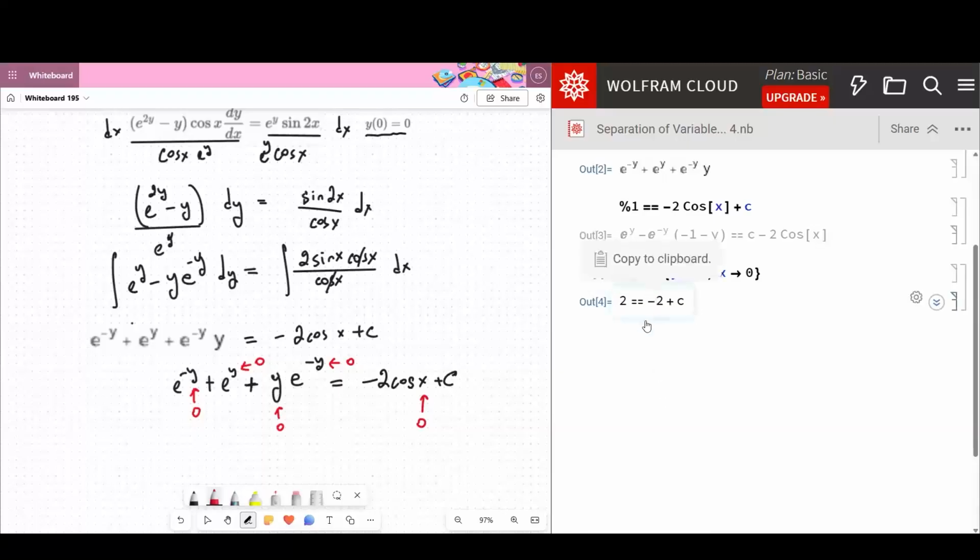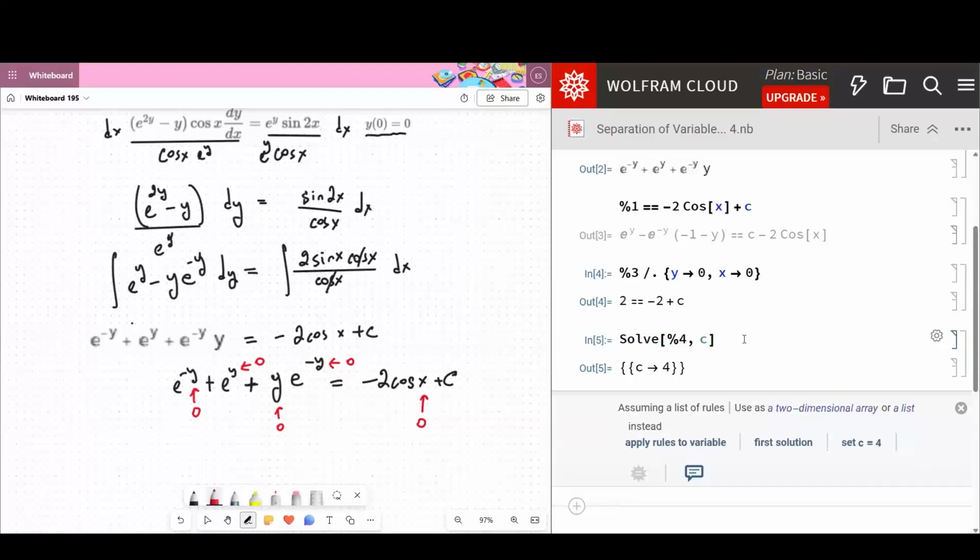But in case this was a complicated equation and you need Mathematica to solve it for you, you can even have that done. So you just type Solve, okay, and then you enter the equation. In this case, it's the fourth output, this equation. And then you specify the value you want to solve for, which is C. And then it solves for you, okay, C is 4. So basically, we applied this initial condition, and we were able to obtain that C is equal to 4 indeed.